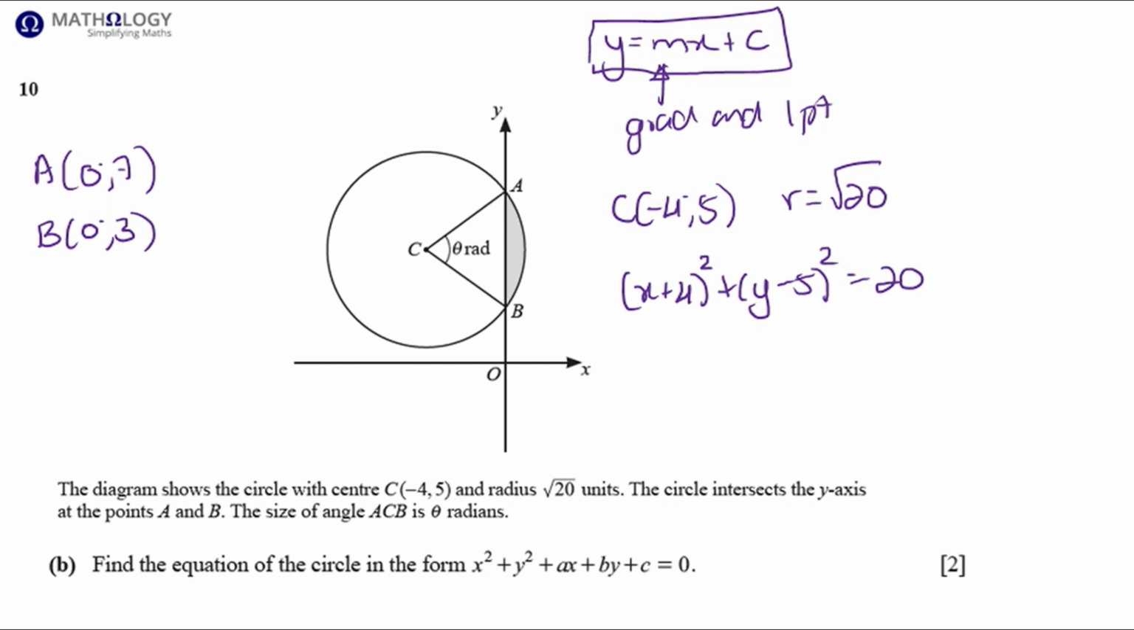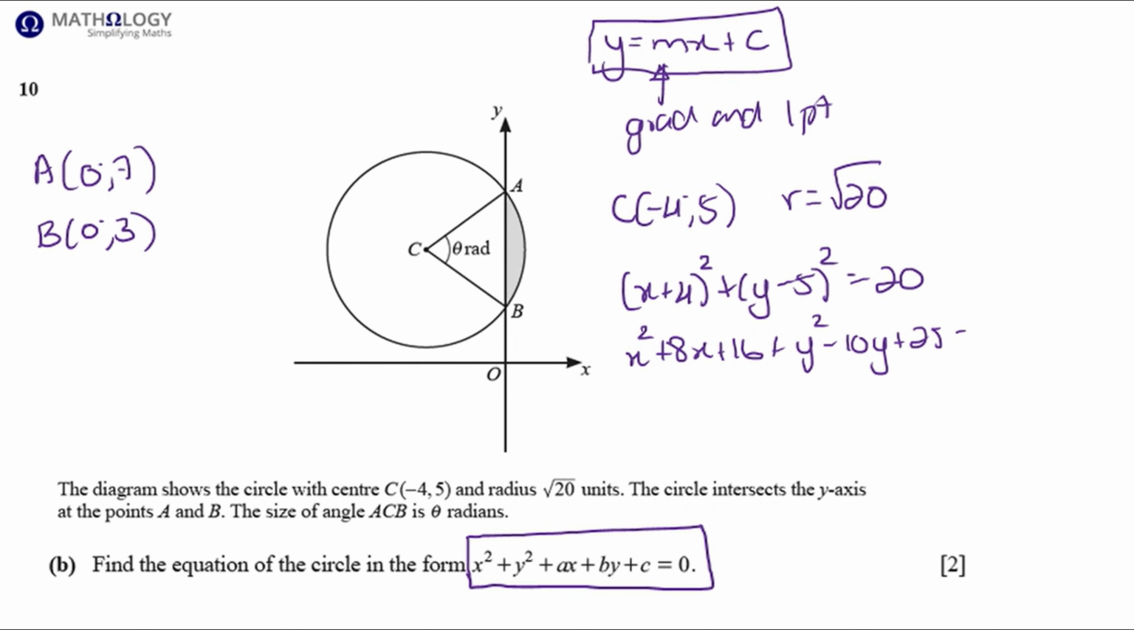This is not in the form that they require the equation of the circle. It's got to be in this form over here. So multiplying this all out, x squared plus 8x plus 16 plus y squared minus 10y plus 25 equals 20. x squared plus y squared plus 8x minus 10y. That will be 16 plus 25 is 41, minus 20 is 21, so plus 21 equals 0.